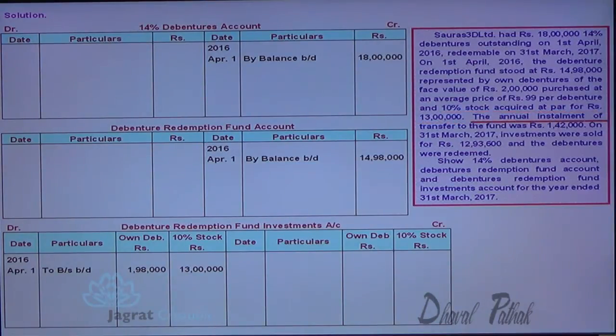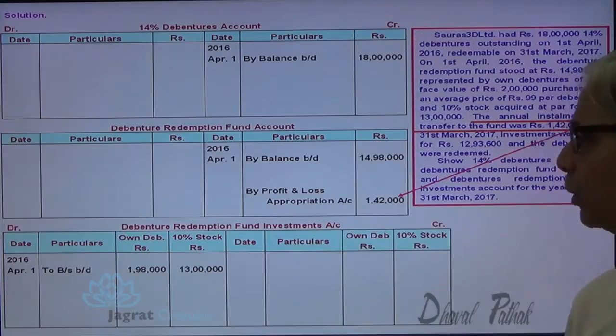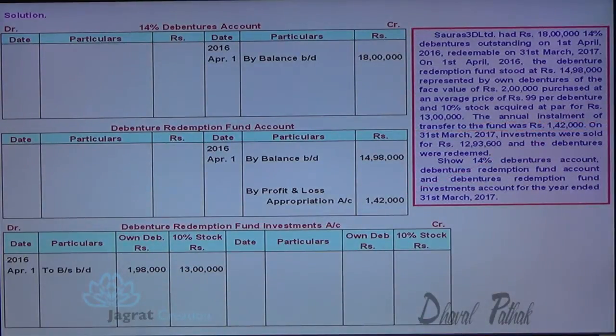Now, what is the annual transfer to debenture redemption fund? 1,42,000. Profit and loss account debit to debenture redemption fund account. So, profit and loss appropriation account debit to debenture redemption fund account.